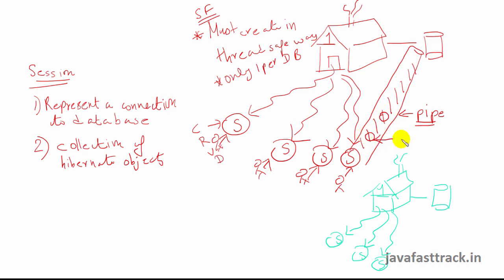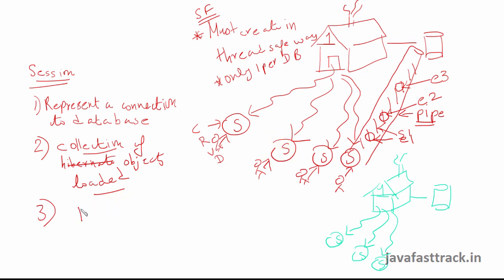Say when I try to use employee objects, employee 1, employee 2, employee 3, these objects will be passing through the session. Also salary objects, etc. So session is a collection of loaded objects. Session carries a lot of objects. You call it as session is a collection of loaded objects.